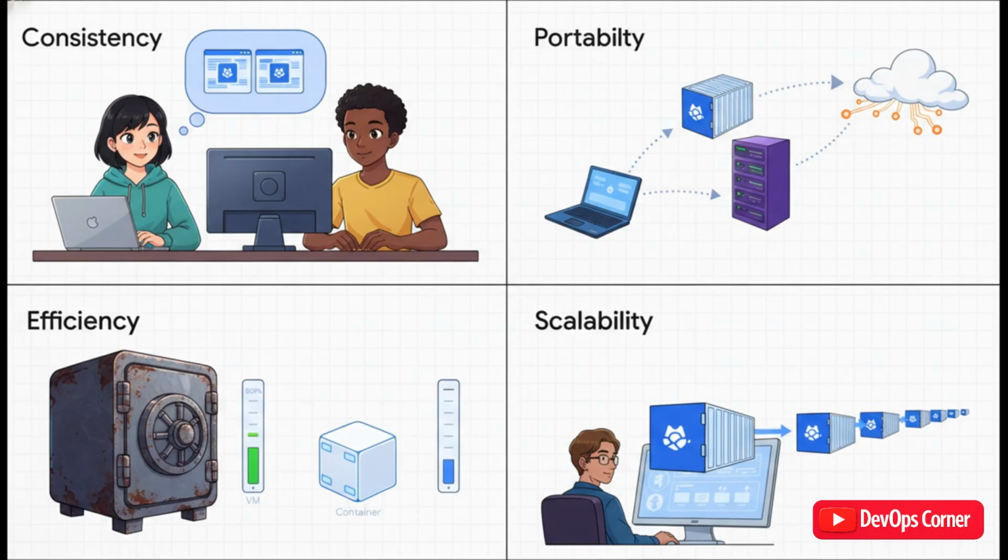So let's bring it all home. Why does this all matter? It's consistency, which kills the "works on my machine" bug forever. It's portability, letting your app run on any cloud or server. It's efficiency, because containers are so light and fast. And it's scalability, making it easy to manage even the most complex apps.